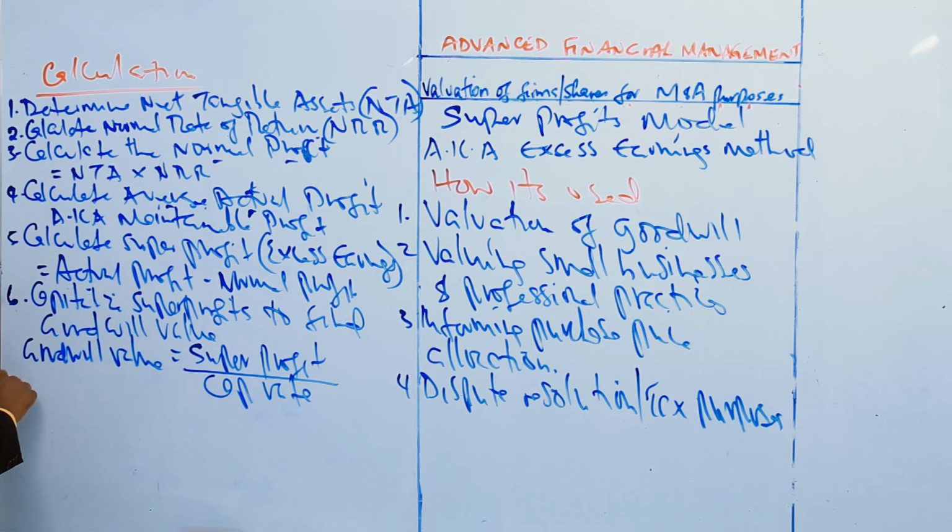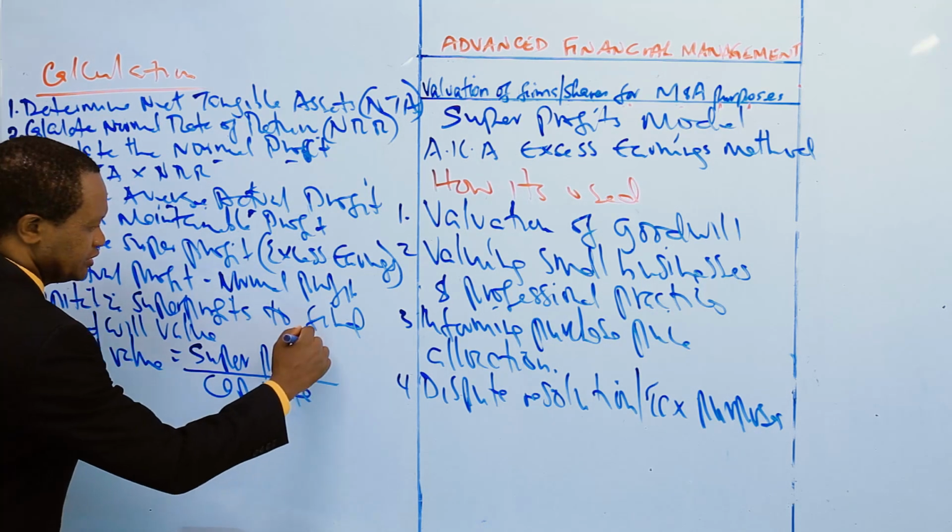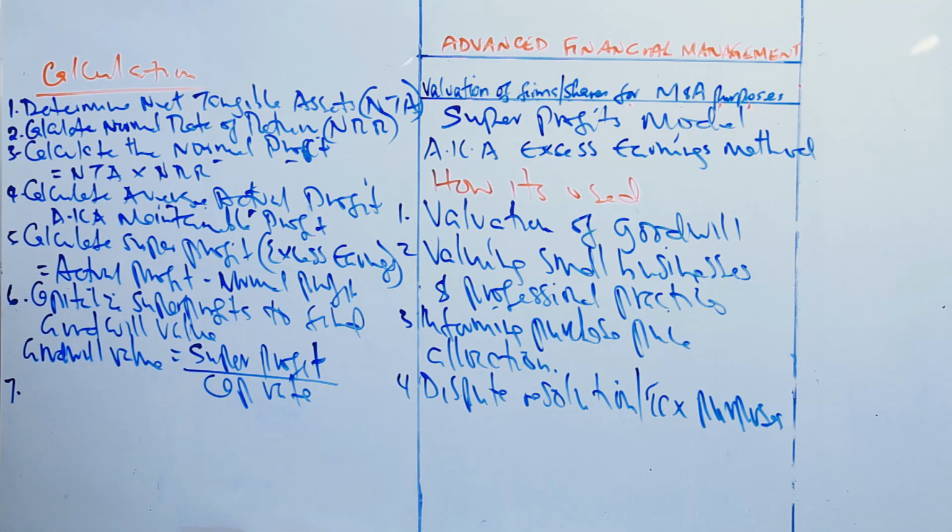Then lastly, step number 7, and there is an alternative way here for those of you who are studying financial reporting. There is an alternative way of calculating the goodwill value. If you have been attending financial reporting classes, then you can recall that an alternative way is to use the number of years purchase. We calculate the super profit. Alternatively, we can multiply the super profit by the number of years purchase.